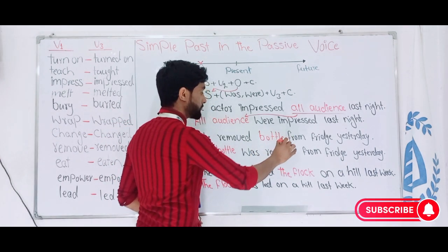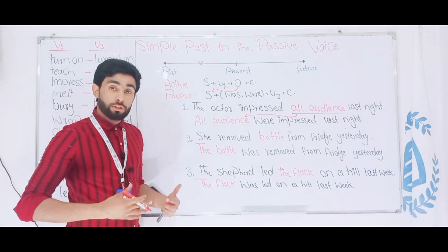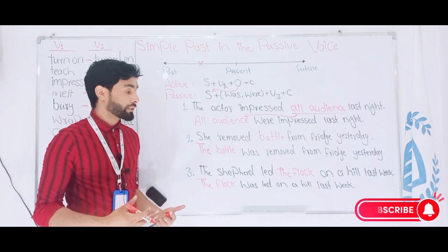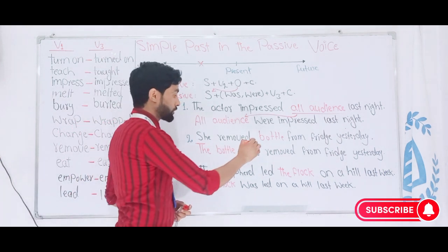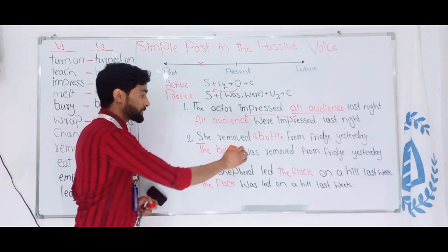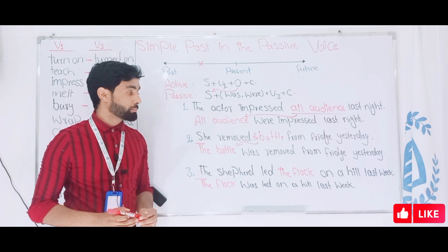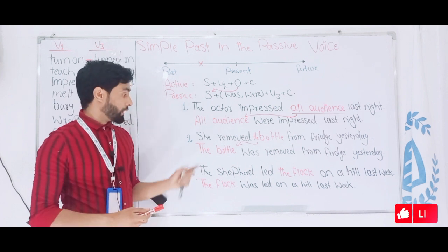Bottle. From fridge yesterday. In order to make it to passive, we have to bring the object in the beginning. So, it's the bottle. It means it's specific. So, the bottle comes in the beginning. It functions as a subject. The bottle was removed from fridge yesterday.